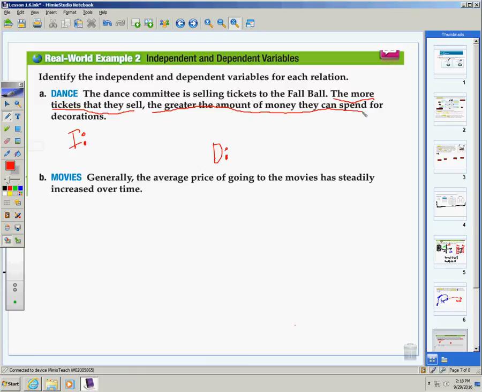So if you're selling tickets, what can you change? Well, you can change the number of tickets sold. That's my independent variable. We can increase or decrease the amount of tickets sold. And when we sell tickets, more tickets, what happens? The more tickets we sell, the greater the amount of money they can spend on decorations. So what's the dependent variable? The amount of money they can spend on decorations.